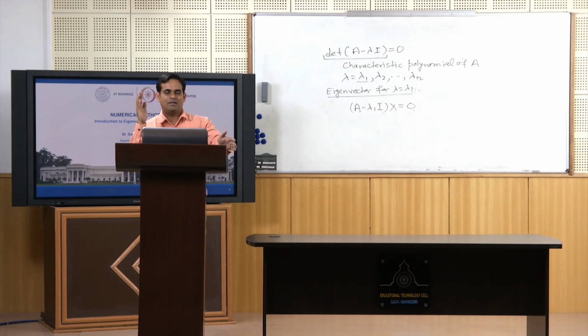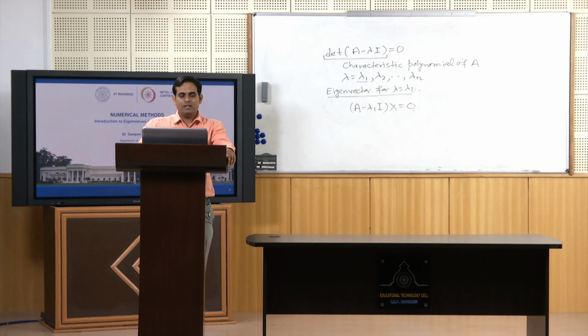For example, if I have a 3 by 3 matrix A and the eigenvalues are 2, 3, 5, then all the eigenvalues have algebraic multiplicity 1. If I have eigenvalues 2, 2, 5, then eigenvalue 2 has algebraic multiplicity 2 and 5 has algebraic multiplicity 1. If I have eigenvalues 2, 2, 2, so 2 is repeating 3 times, then the algebraic multiplicity of eigenvalue lambda equals 2 is 3.